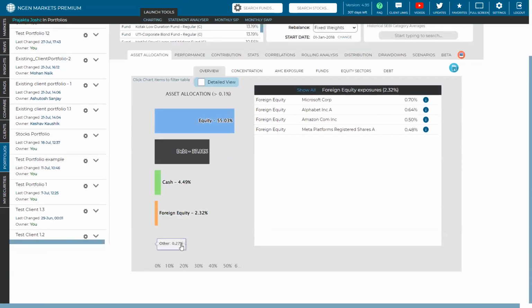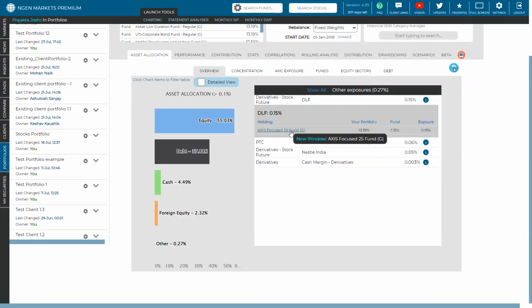So for an example, you want to have a look at this 0.27. What is this others? This is a derivative future position that is held in DLF as a stock, and that is held by the Axis Focus 25 fund. Okay, so you can check this for even a small portion in the portfolio by just clicking on that particular bar graph, and this will open here. Click on this I button, and you will have the details here.